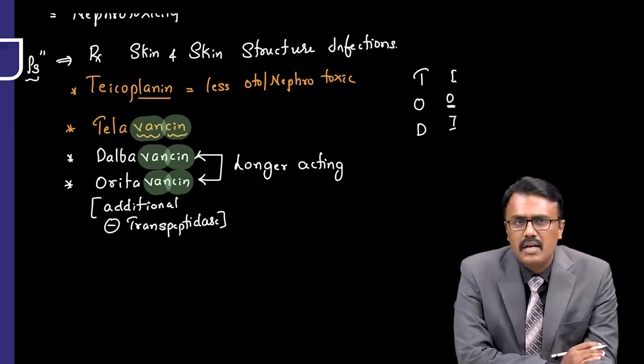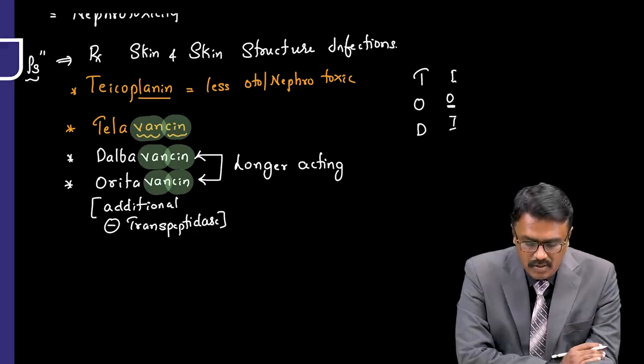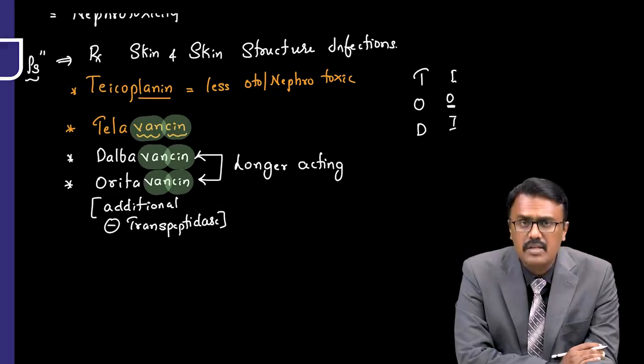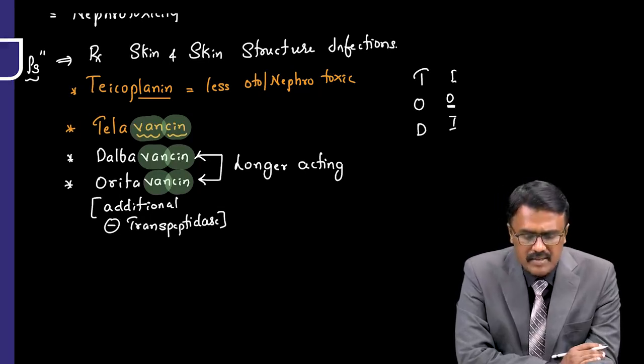You may ask a question, sir, are we giving them orally? No, they are also big in size. They are never given oral. They are given injections only, parenteral. So teicoplanin, telavancin, dalbavancin, voritavancin are given as parenteral injections, not oral. They are not absorbed. Why? Bigger size.